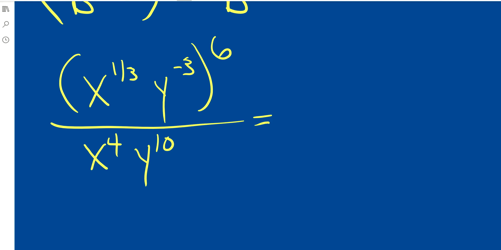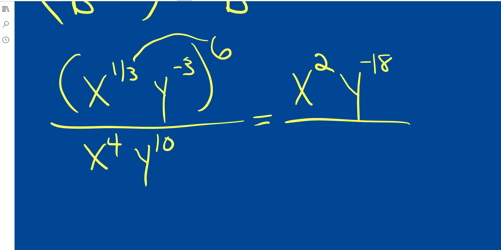All right, here's the last one of the section. And on this one, let's just do some distributing first. So here I've got this 6, I'm multiplying it to 1/3, and that's going to give me x squared. 6 times -3 is -18. That's going to be y to the -18. And that's going to be over this x to the 4th and y to the 10.